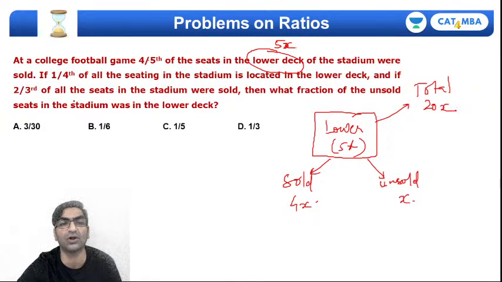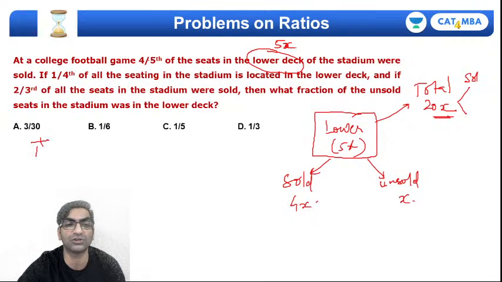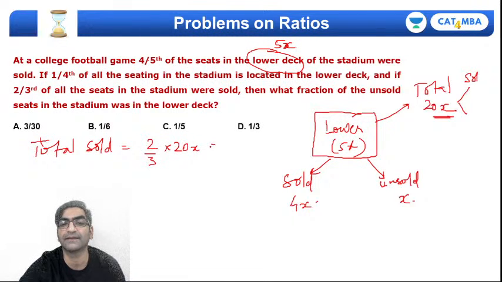And if 2/3 of all seats in the stadium were sold, then the total number of seats sold out of 20x is actually 2/3, right? So total sold would be 2/3 of 20x. That's 40x by 3.